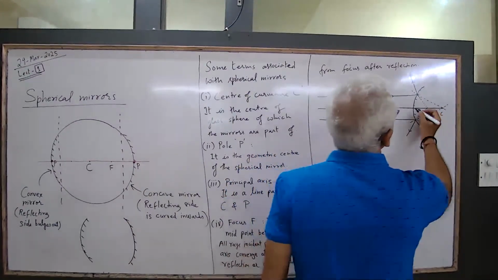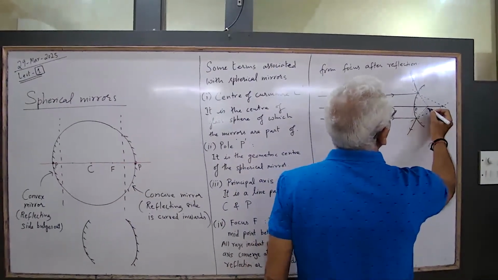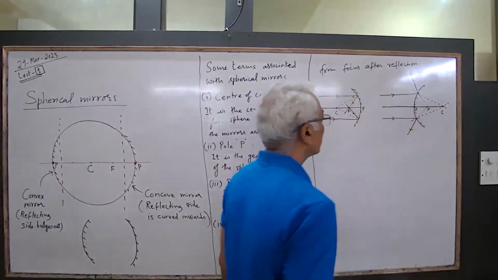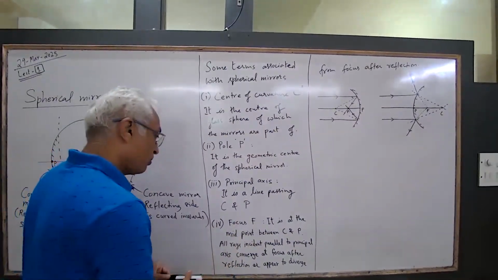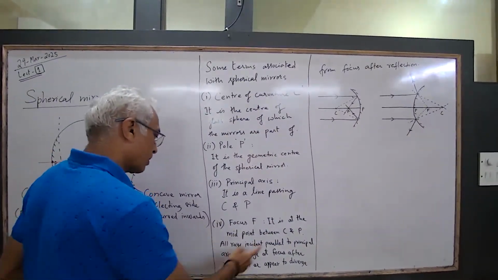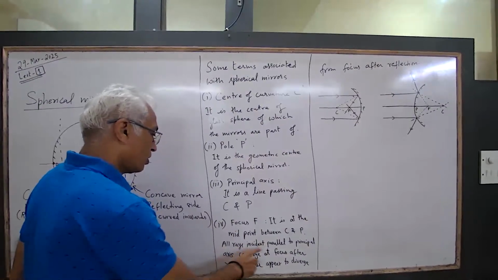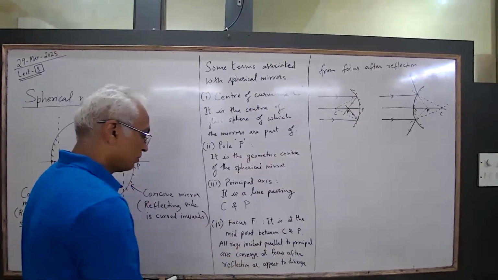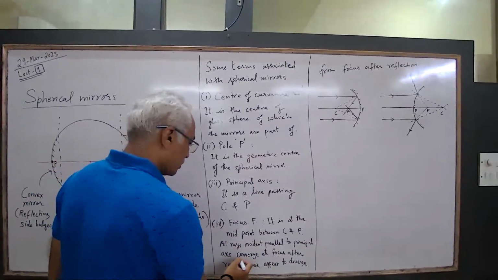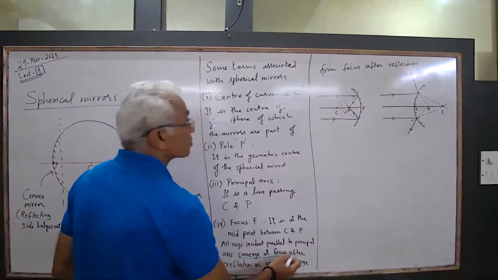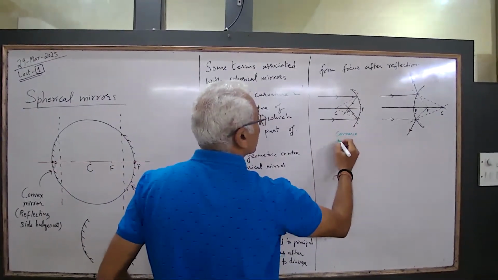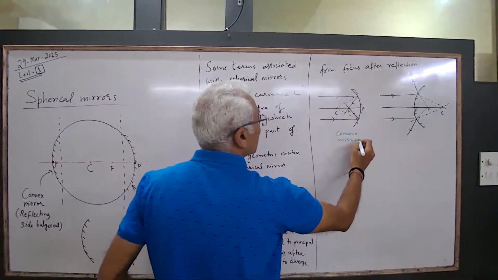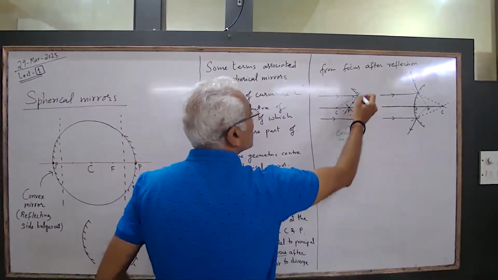Okay, so this is P and this is M. Now read this statement. It is at the midpoint between C and P, right? That is true. All rays incident parallel to principal axis converge at focus. So this is the case for concave mirror. Concave mirror mein everything converges.